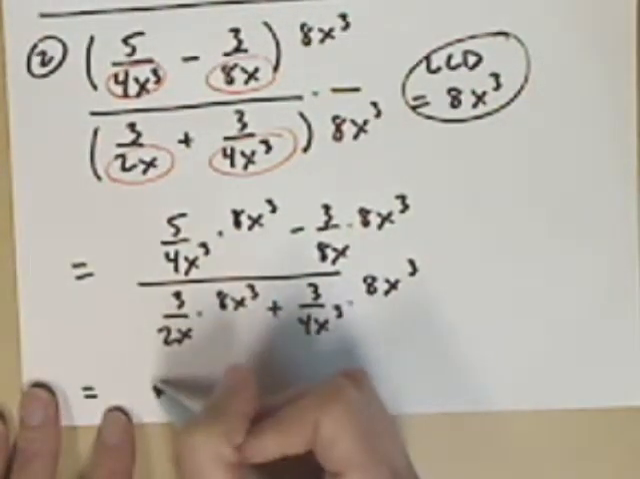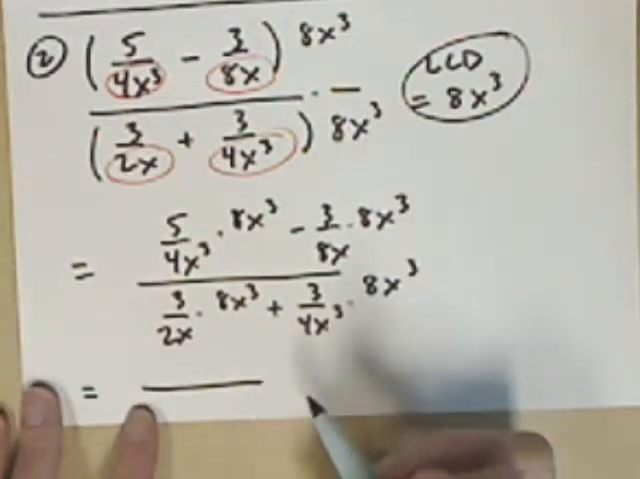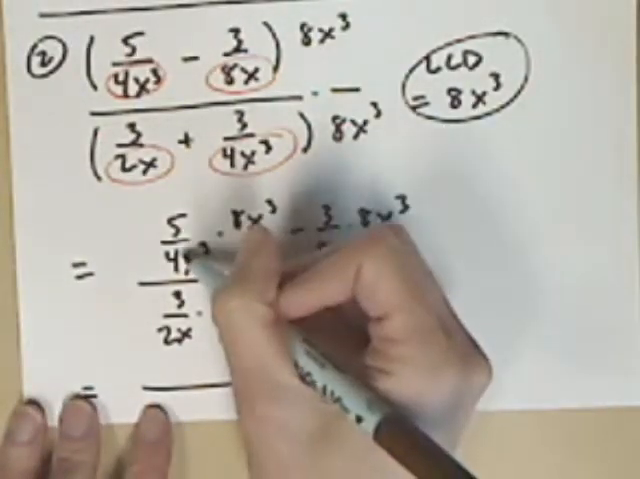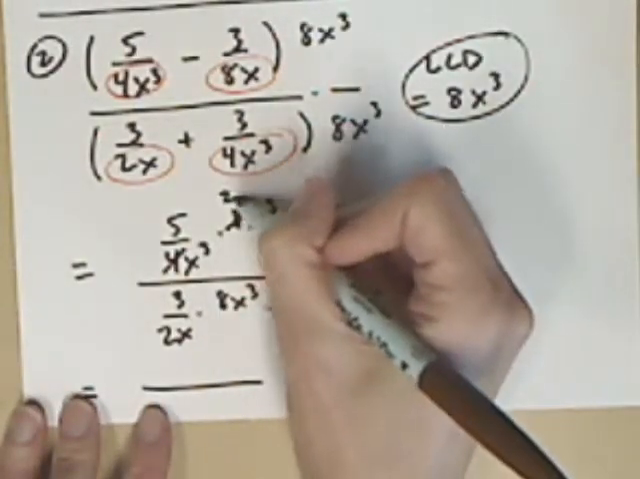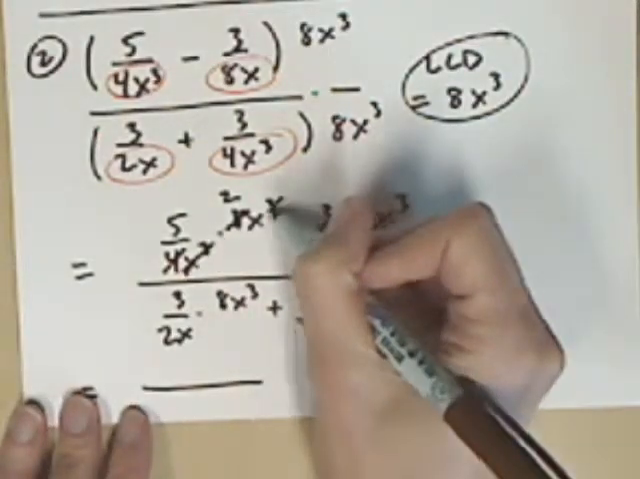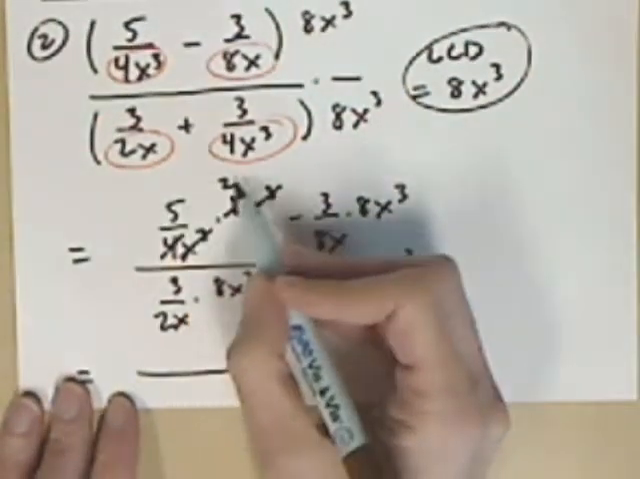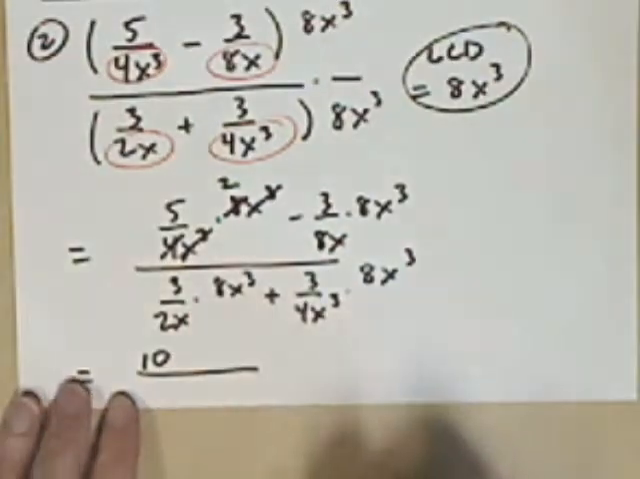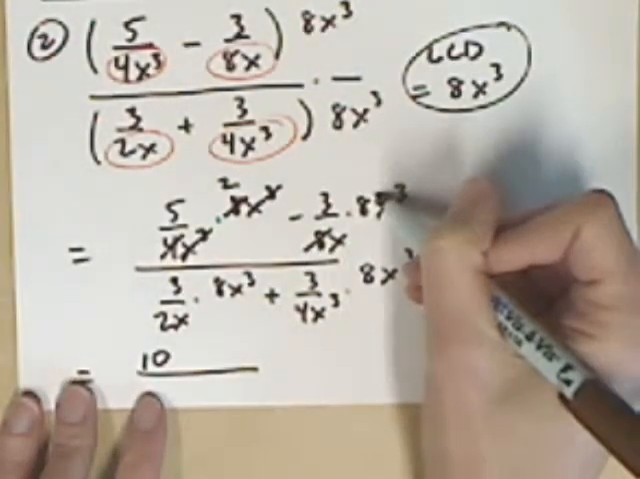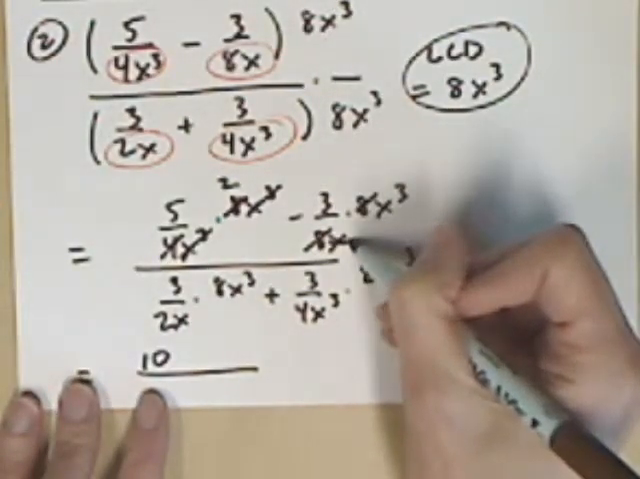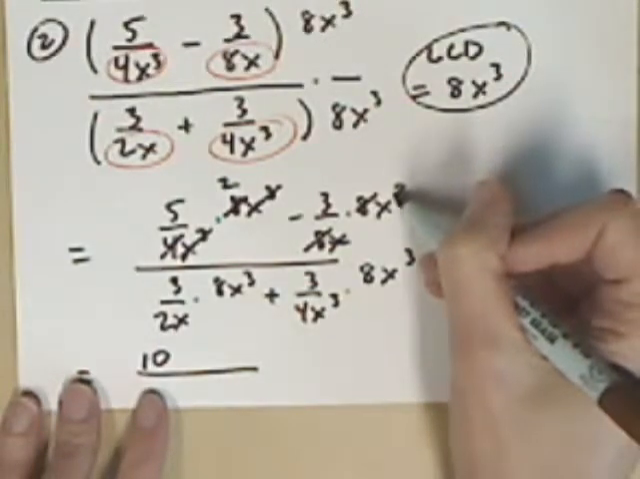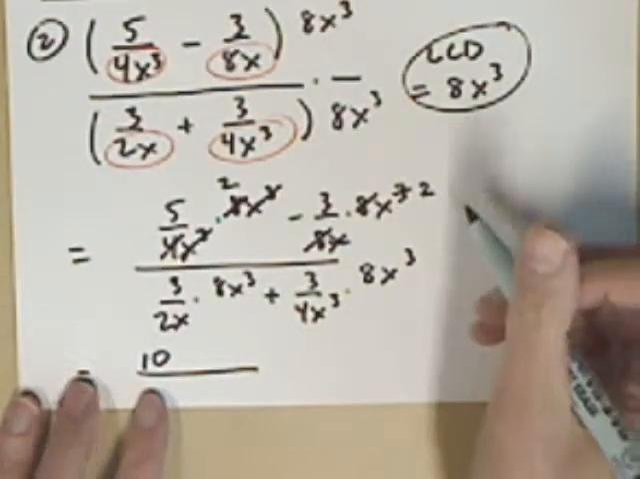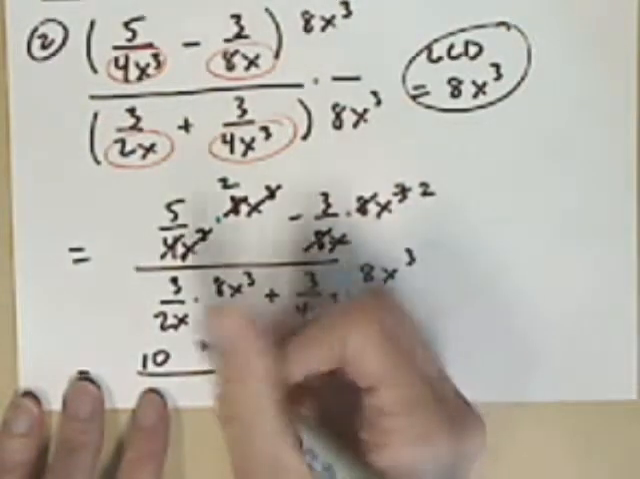So I should not need as much room in my answer down here. As I cancel, the 4 goes into 8, and it leaves me with a 2. The x cubes cancel, and I have 5 times 2, which is 10. Okay, next, the 8's cancel. The x cancels with one of the x's, which leaves me with 2 of them. So I have minus 3x squared.